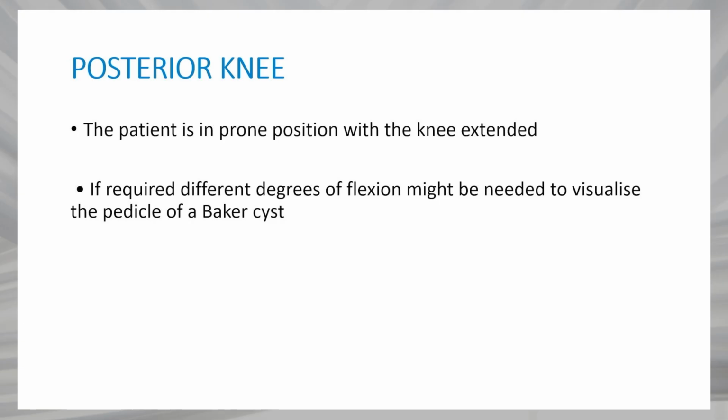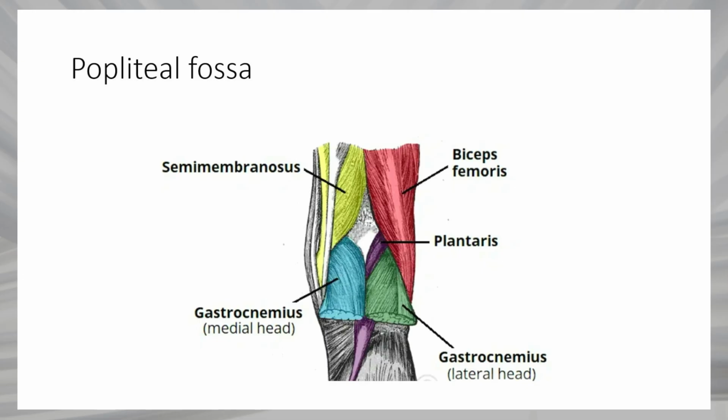If required, you can do different degrees of flexion, and obviously you have checked your patient priorly, you know what sort of range of motion your patient has. You'd be able to make the patient prone, you'd be looking at the posterior knee. Before we go into the popliteal fossa, I just want you guys to revise a bit of anatomy before we go to the hands-on session.